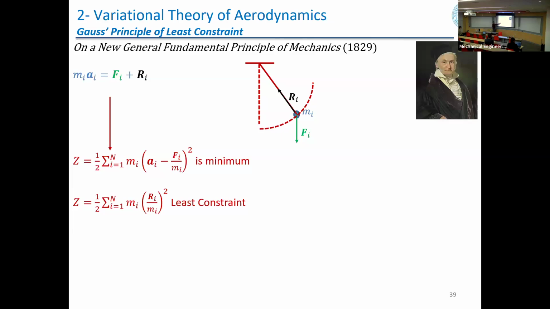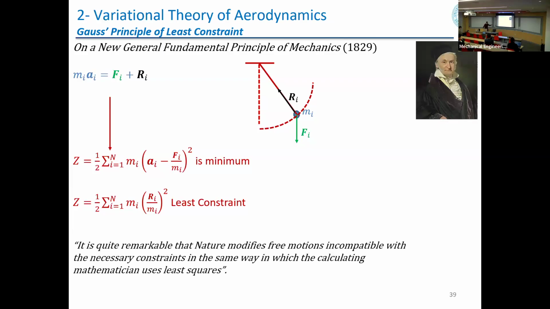And if you look at R here, it looks like a residual between the applied motion and the actual motion. So here we're minimizing the summation of residual squared. That's least squares, which was invented by Gauss himself. So in fact, he wrote this. It is quite remarkable that nature modifies free motions incompatible with the necessary constraints in the same way in which the calculating mathematician uses least squares.